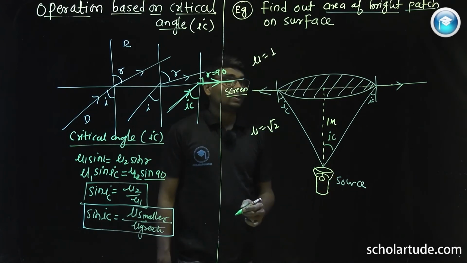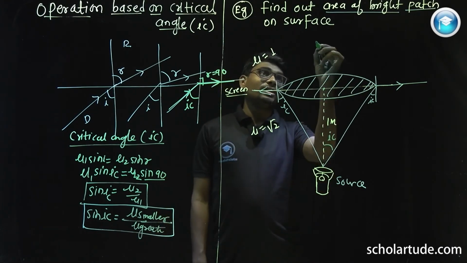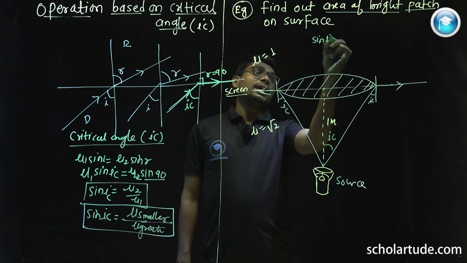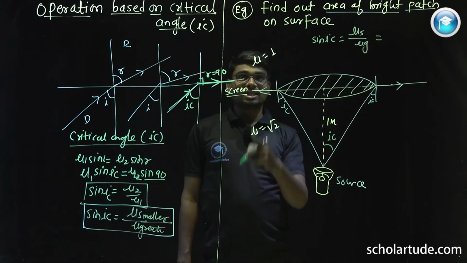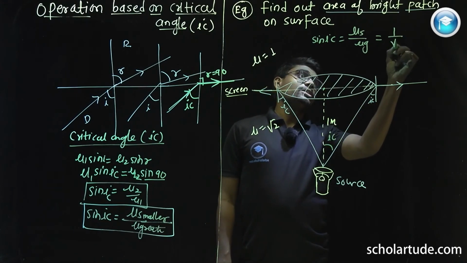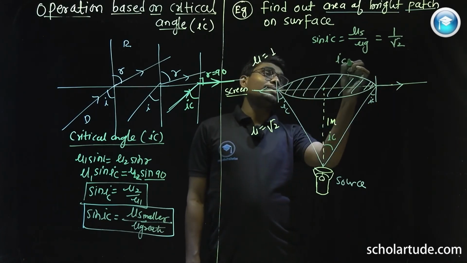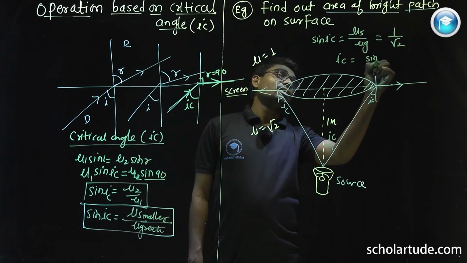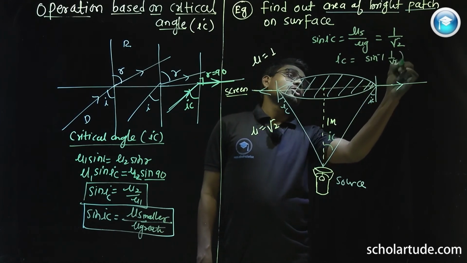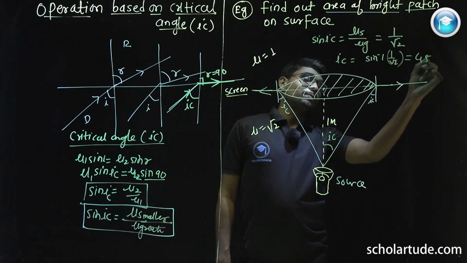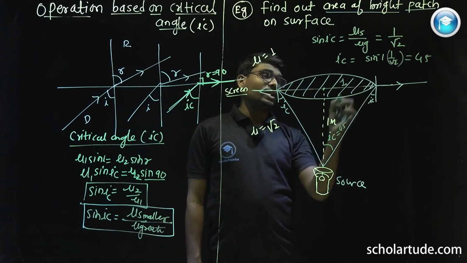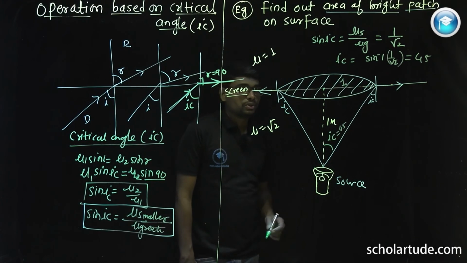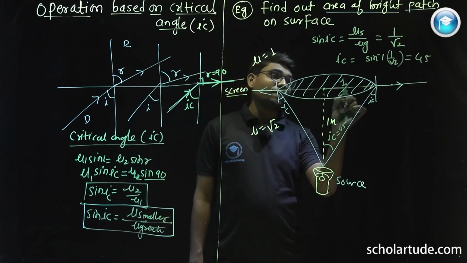So what would be the value of IC? Now we have sin IC equal to mu smaller upon mu greater. So mu smaller is 1, mu greater is root 2. So sin IC becomes sin inverse of 1 by root 2. So it comes out to be 45. Suppose this is 45, this is 1, so this would be 1. So this would be 1, the opposite side.